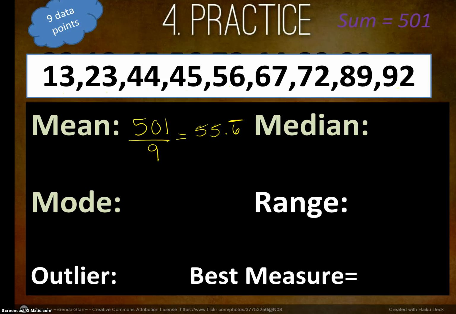All right, so when I found the sum, I got 501. I divided by 9 because I have 9 numbers in my data set. I got an exact answer of 55.6 repeating. The calculator says a 7, but that 7 is just because my calculator can't put the bar on there, so it rounded it up. If I wanted to approximate to the nearest tenth, I could do 55.7.